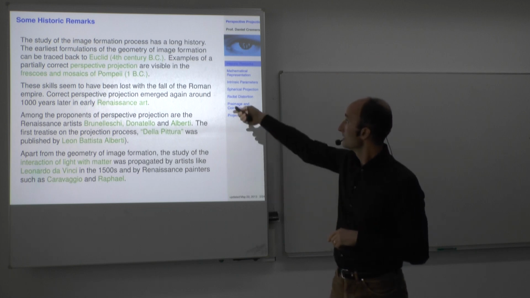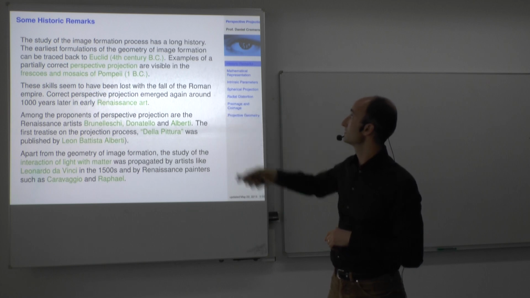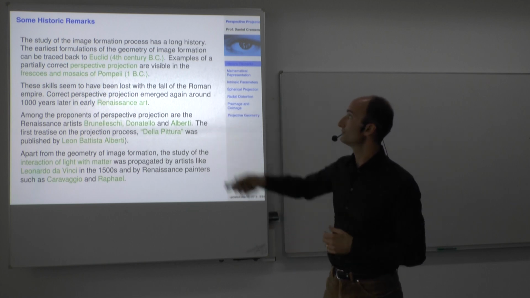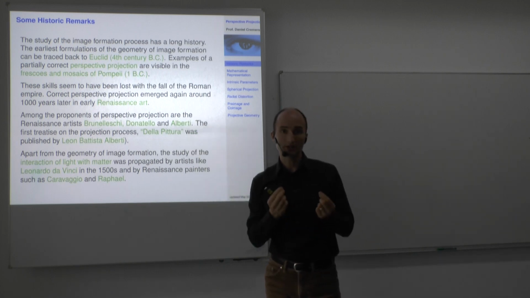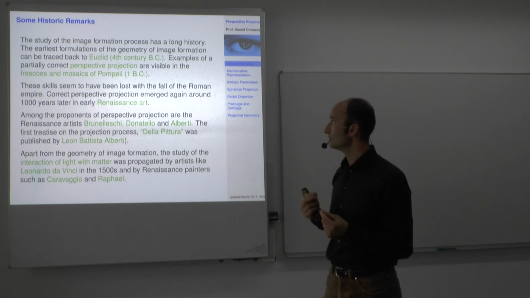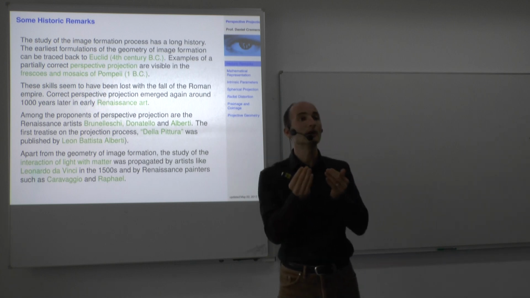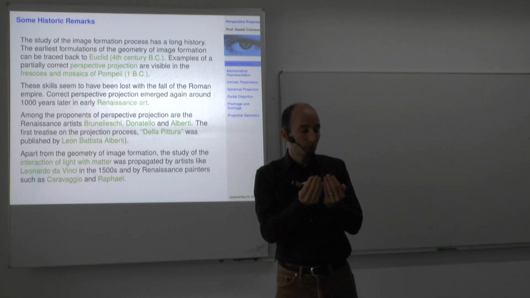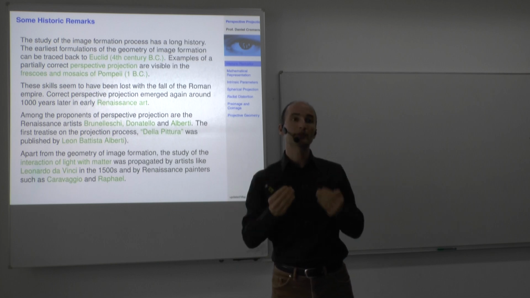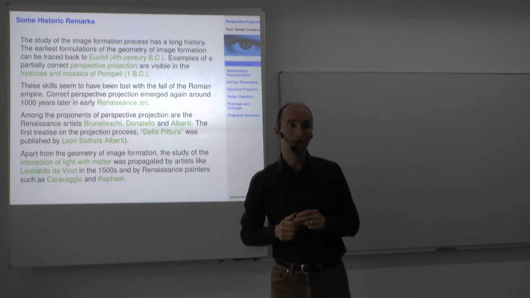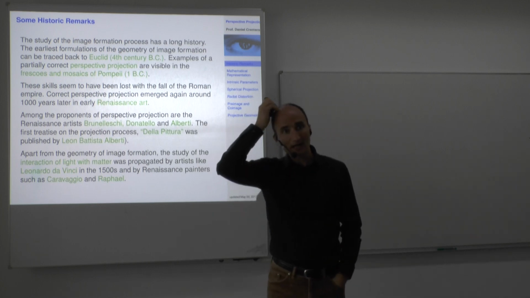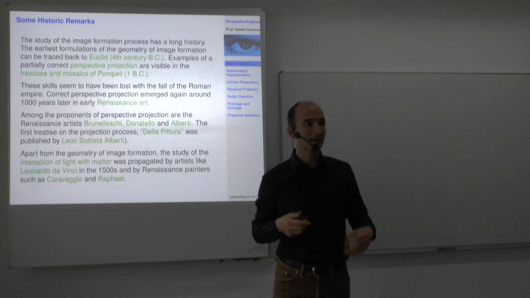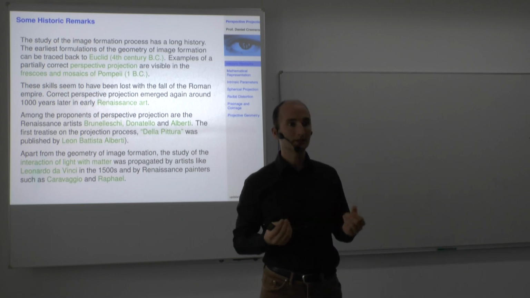And actually, partially correct perspective projections are visible in old frescoes of Pompeii even before Christ. So already before Christ, people knew about perspective projection and how to make use of it to portray at least partially correct representations of the 3D world. Something that is a bit surprising and happens frequently in history is that knowledge all of a sudden seems to be lost in the history.